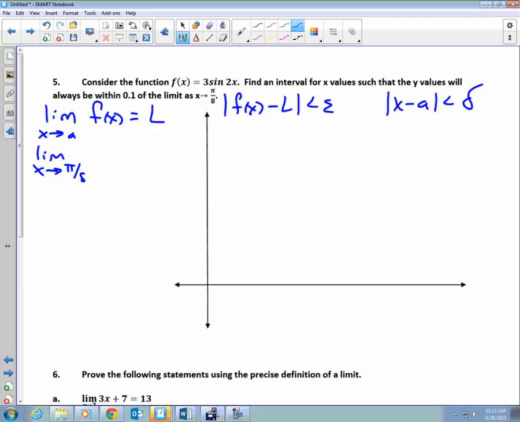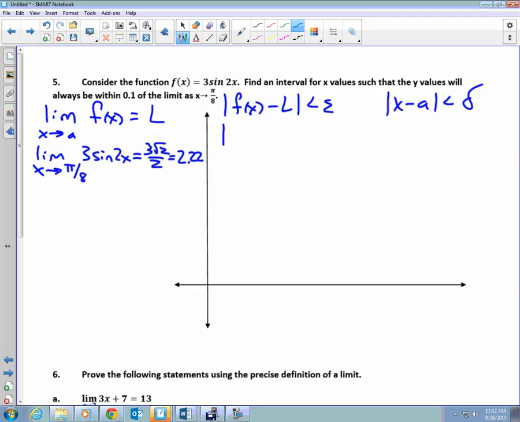Pi over 8 of the function. What's the function? 3 sine of 2x is equal to... how do I come up with the limit? You plug it in. Sine of 2 times pi over 8, 2 times pi over 8 would be pi over 4. And the sine of pi over 4 is the square root of 2 over 2. So we end up with 3 roots of 2 over 2, or 2.22 approximately. So for this sake, we're going to roll with the decimal, 2.22. We won't go with the exact value, 3 roots of 2 over 2.